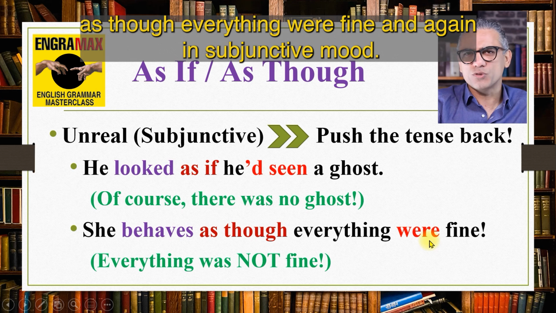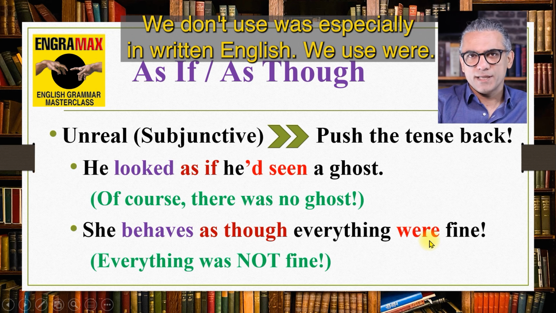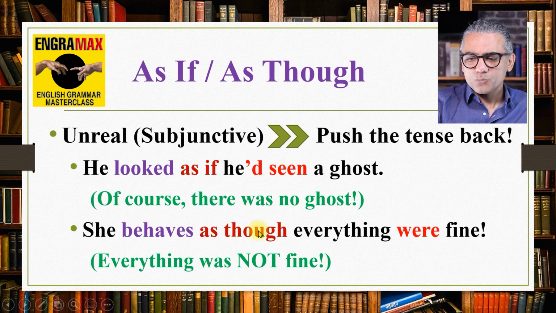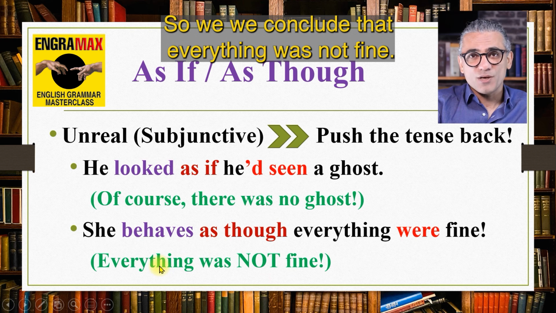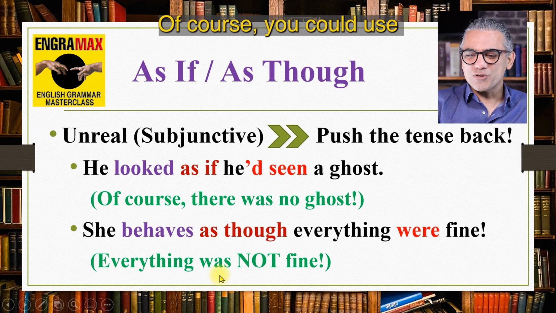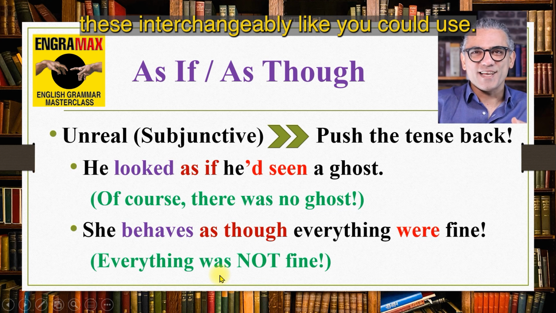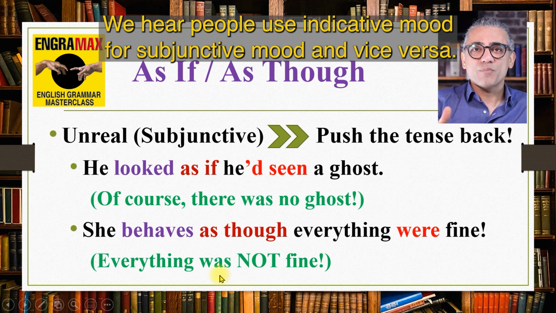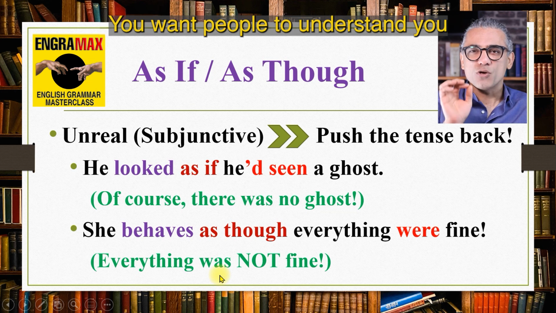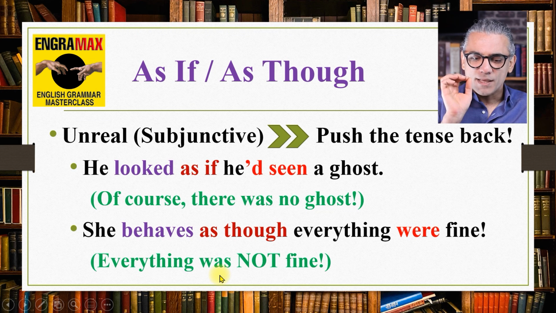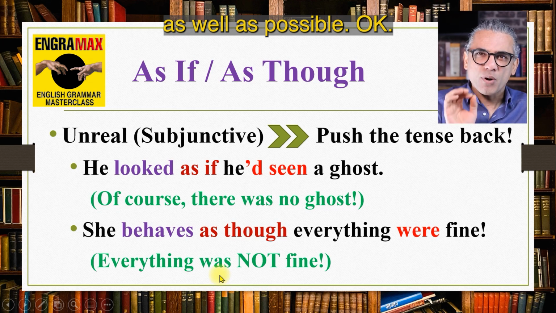And again, in subjunctive mood, we don't use was, especially in written English. We use were. As though everything were fine. So this is in present simple and this is in past simple. So we conclude that everything was not fine. You see how important this is? Of course, you could use these interchangeably. Like, we hear people use indicative mood for subjunctive mood and vice versa. And people may understand you, but they don't fully understand you. That's the point of learning language. You want people to understand you as well as possible.